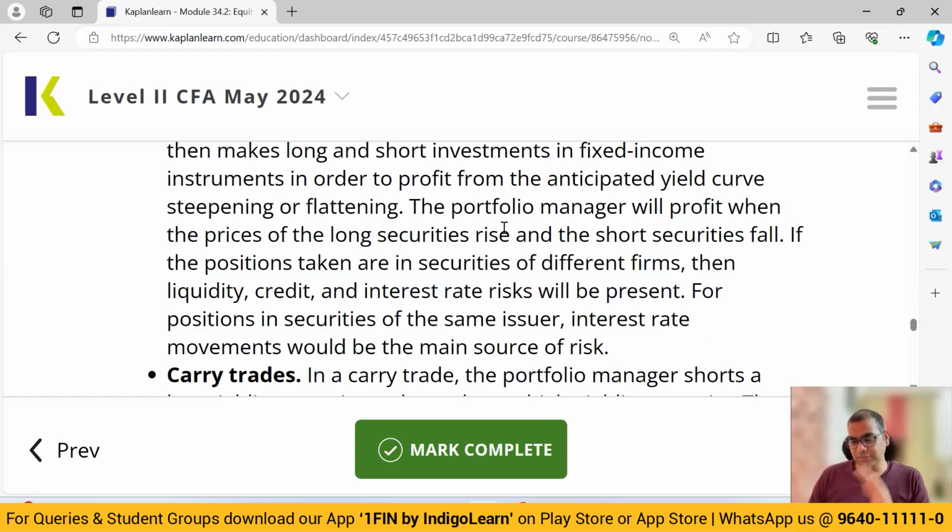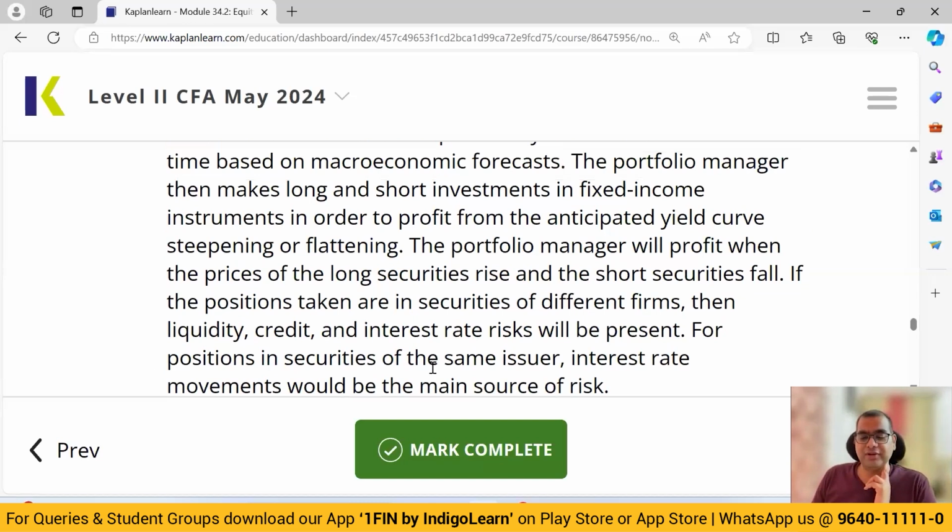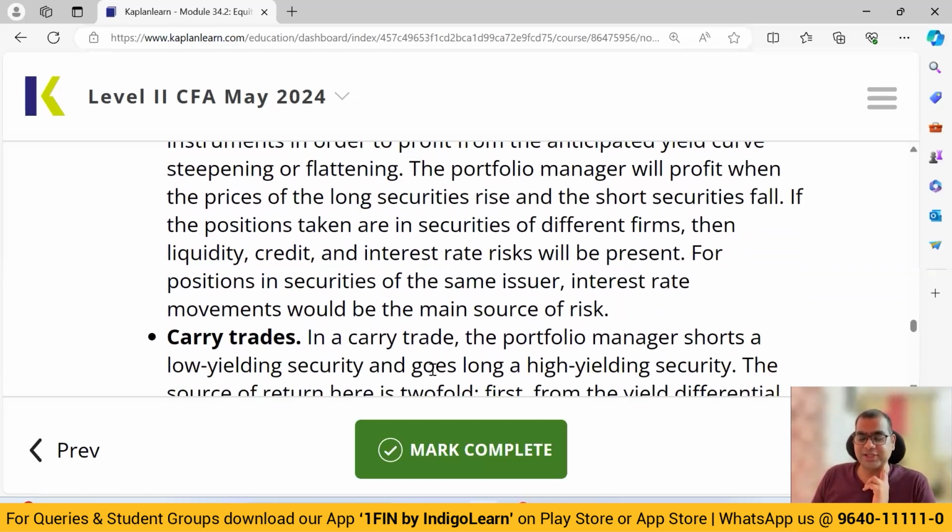So you will go long on some, go short on the other. If it is across different companies, then credit risk also will be there. But if it is in the same company, only the interest rate will be the risk. And especially if it is different firms, you also have this other problem, which is one company's securities may be liquid, the other company's may not be liquid. Whereas if it is the same company, even if they are illiquid, it doesn't matter. Both are securities of the same firm. You can hold them. Whereas in case of two different companies, there is an issue.